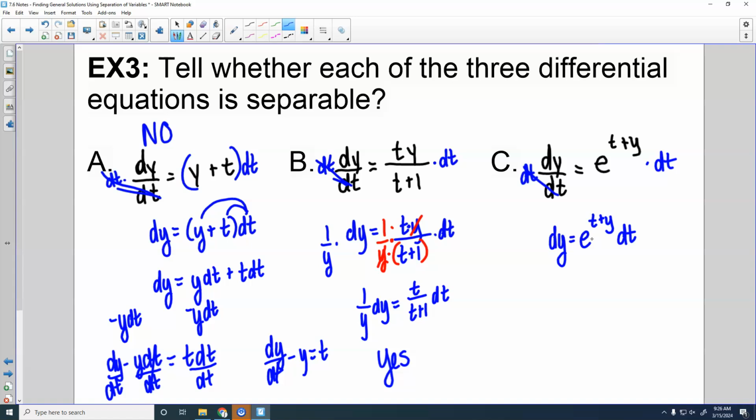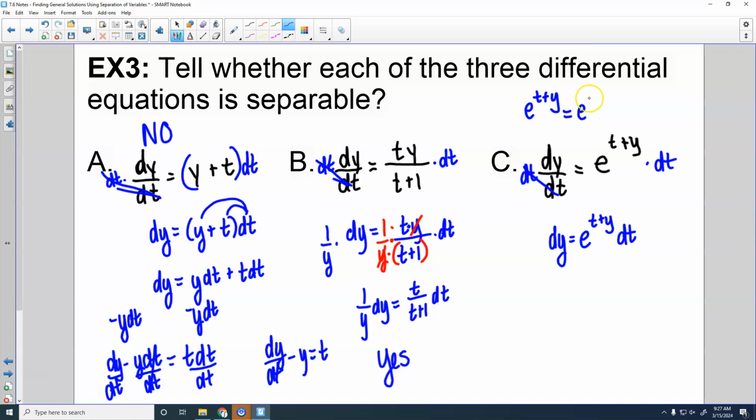Because I got that t plus y in the exponent, which normally if we got addition, we're not going to be able to separate that. But I was wrong. This one will separate. E to the t plus y can be rewritten. How could I rewrite that? Nope. Not e to the t plus e to the y.